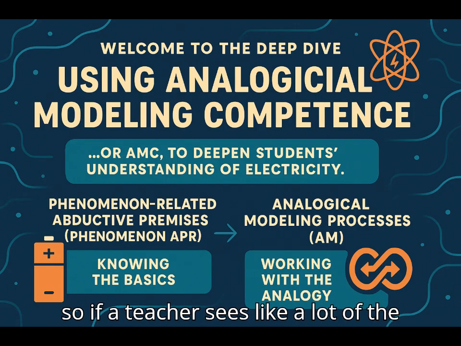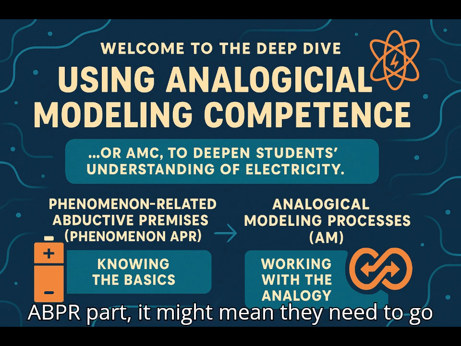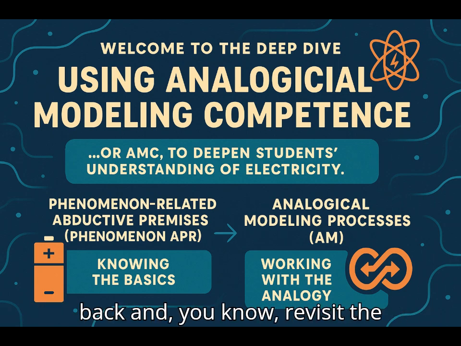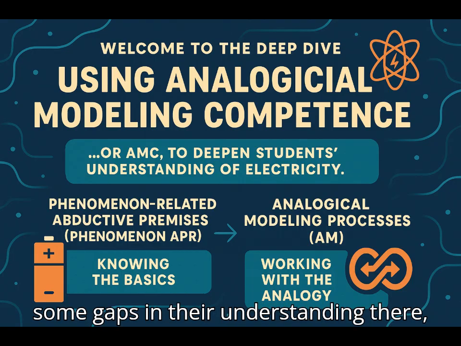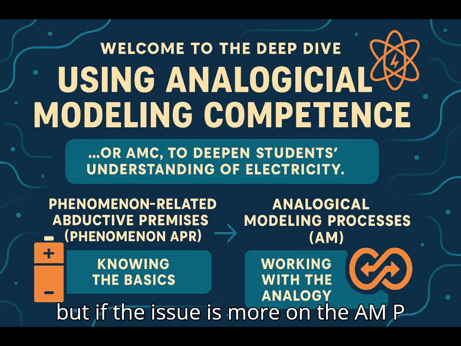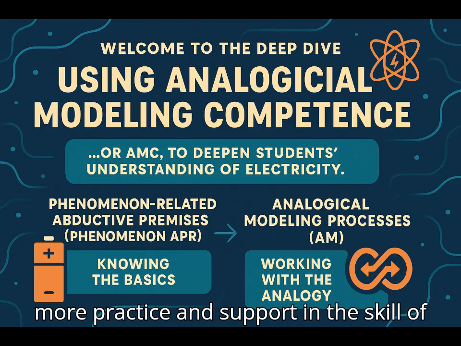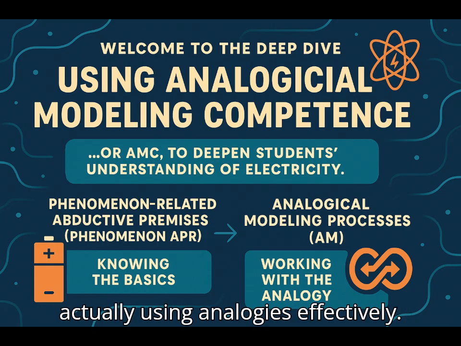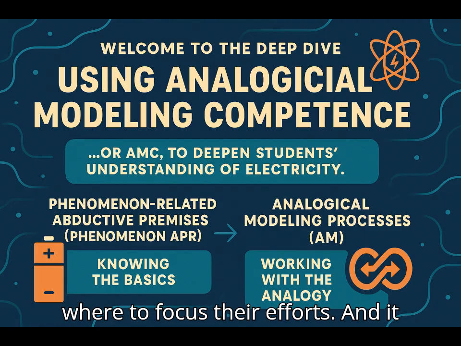And so if a teacher sees a lot of their students struggling with the phenomenon ABPR part, it might mean they need to go back and revisit the scientific concept itself. Maybe there's some gaps in their understanding there. But if the issue is more on the AMP side, then it could be that they need more practice and support in the skill of actually using analogies effectively. That's so helpful for a teacher to know where to focus their efforts.